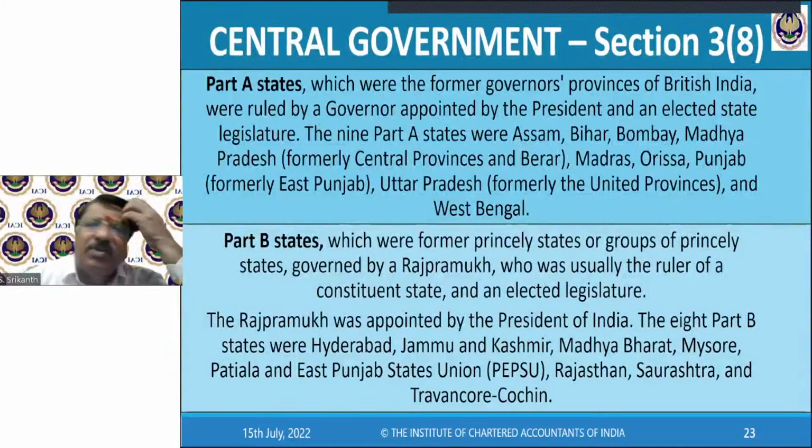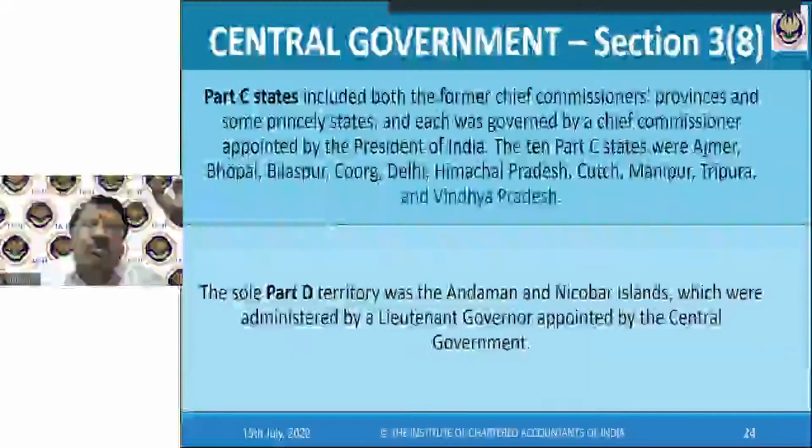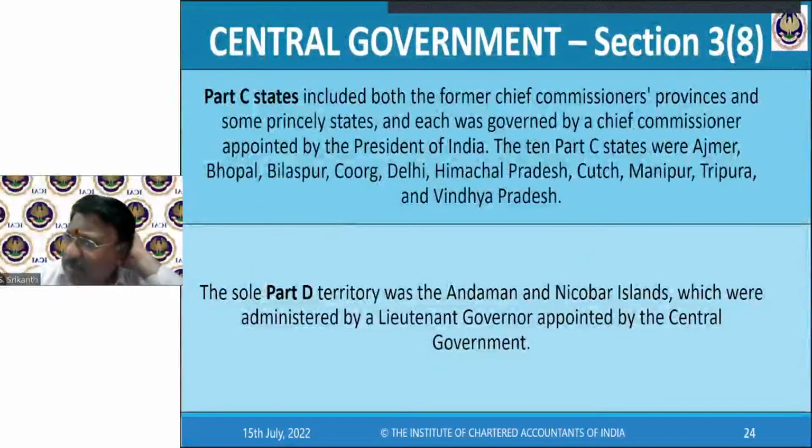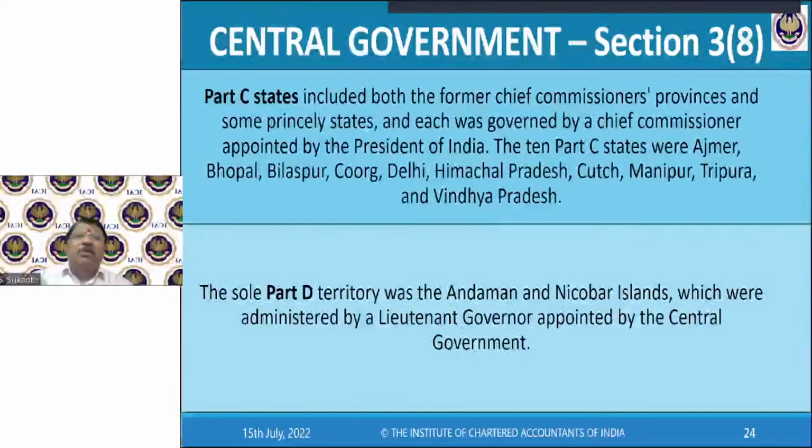A little bit of history, but all this is not relevant today, right? Okay, so the Part C states were Ajmer, Bhopal, Bilaspur, all that gone. Later on, some of them became union territories. Now they are all part and parcel of the Indian government. The Andaman and Nicobar Islands alone were administered by the Lieutenant Governor from Kolkata.